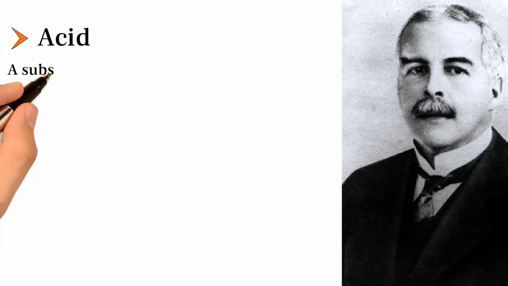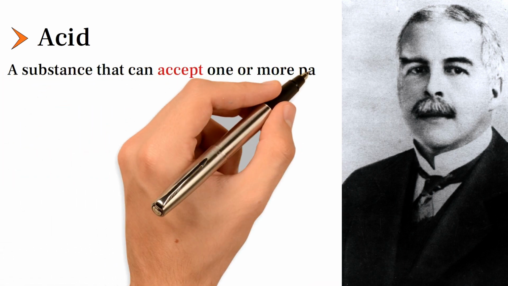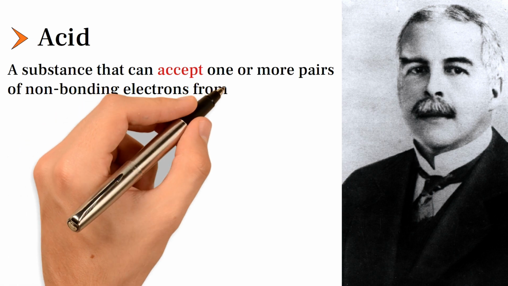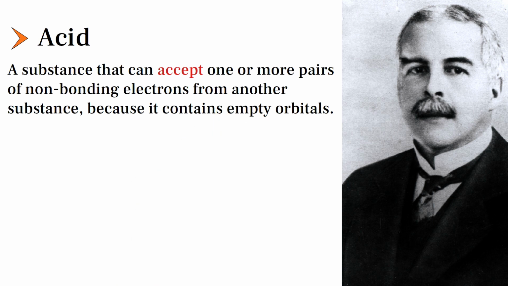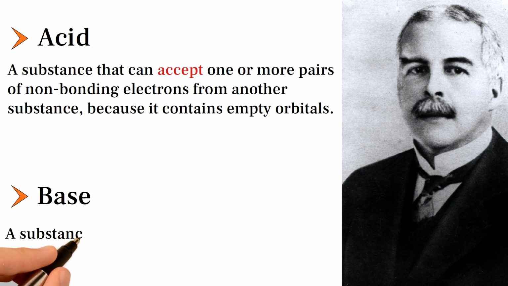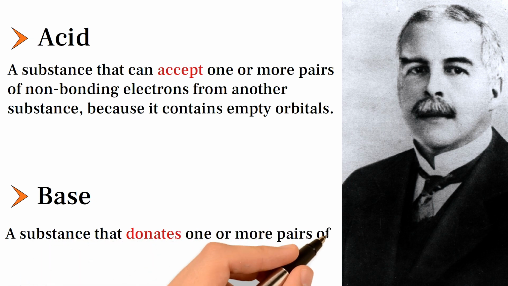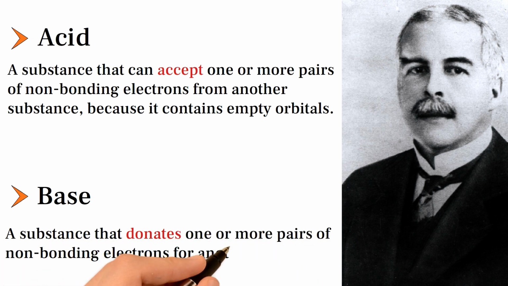Lewis changed the concept of acid and base depending on his explanation of how acid and base are bonded. As we know, the process of bonding atoms to each other depends on electrons. Thus, Lewis defined the acid as a substance that can accept one or more pairs of non-bonding electrons from another substance because it contains empty orbitals, while the base is a substance that donates one or more pairs of non-bonding electrons to another substance.